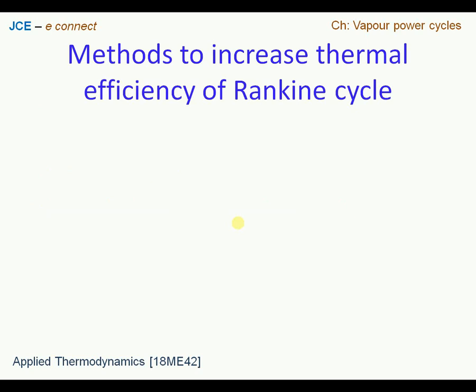In the last class we looked at a number of methods in order to increase the thermal efficiency of a steam power plant. So we understood that the ideal cycle for the steam power plant is the Rankine cycle, that is the ideal cycle fitting for a steam power plant. And we identified three methods which have been proposed in order to increase the thermal efficiency.